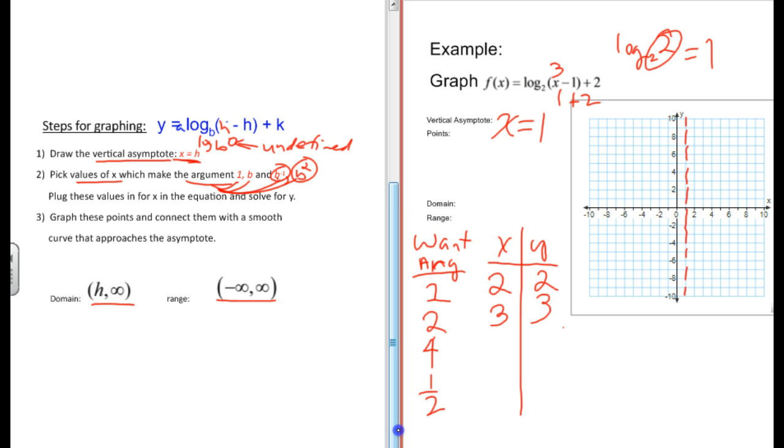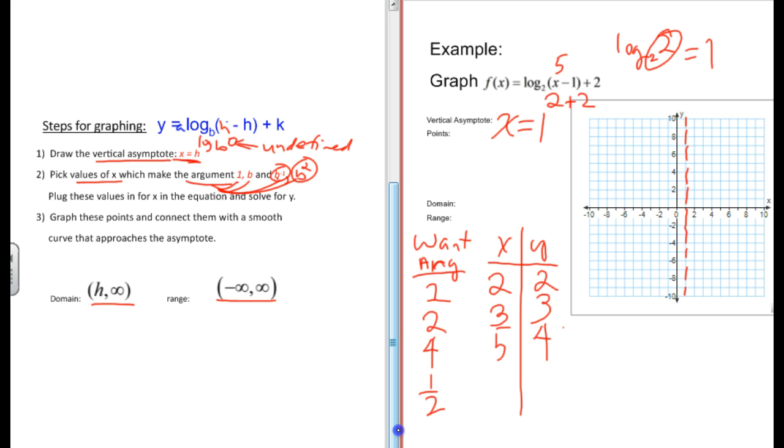If I want a 4 for my argument, what would I have to plug in for x? A 5, right? Let's do the math. What's 5 minus 1? 4. What's log base 2 of 4? 2. And 2 plus 2? 4. So when x is 5, y is 4.